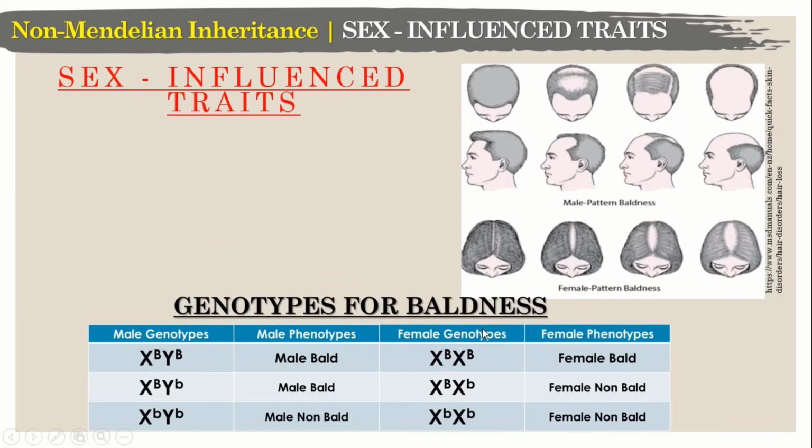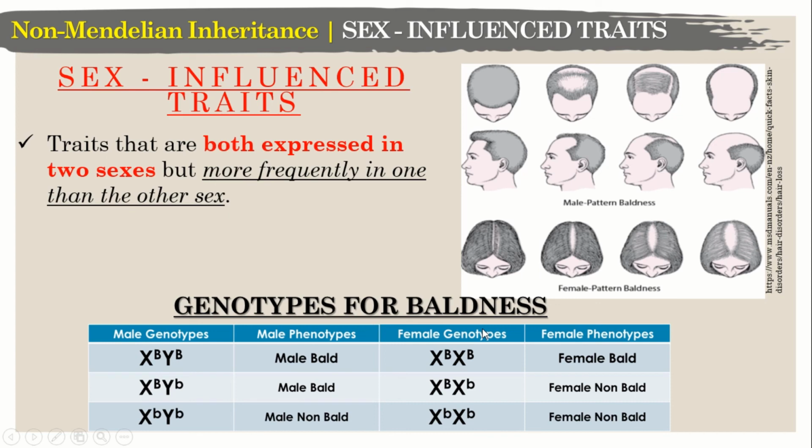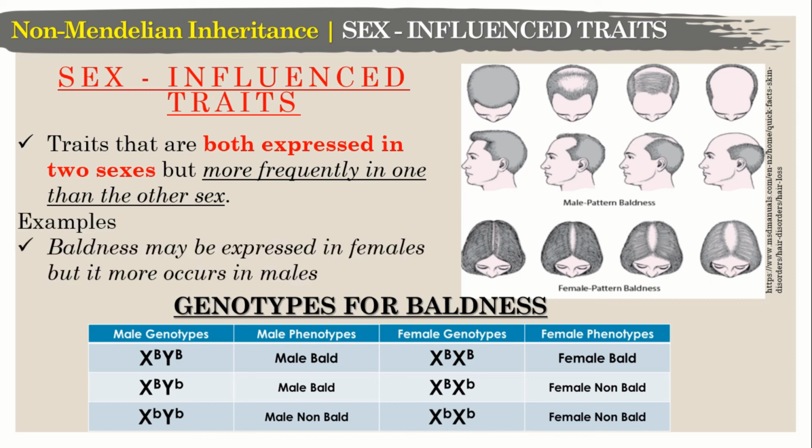Okay? Now, sex-influenced traits. In sex-influenced traits, these are traits that are expressed in both genders, but more frequently in one. Okay, with sex-limited, both have the gene, but only one expresses it. With sex-influenced, both have the genes and both express it, but more frequently in one. For example, baldness. It can be expressed in females, and it can also occur in males. But usually, the ones who are bald are males. Ma'am, is it possible for a girl? Yes.